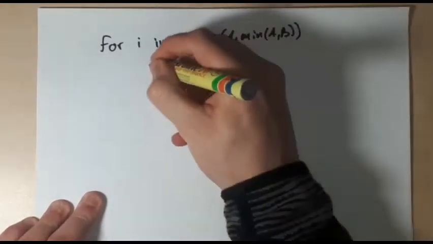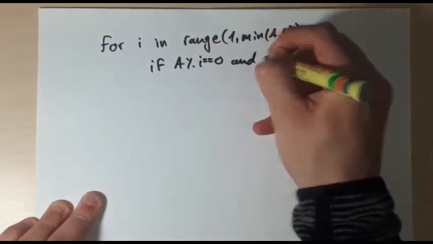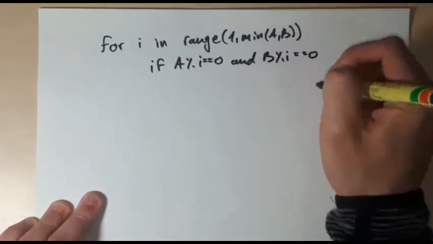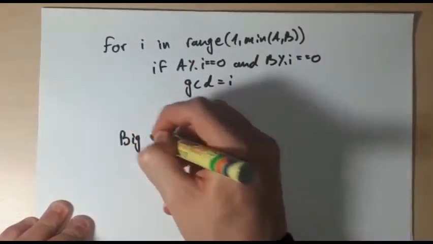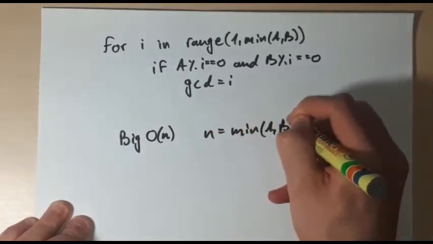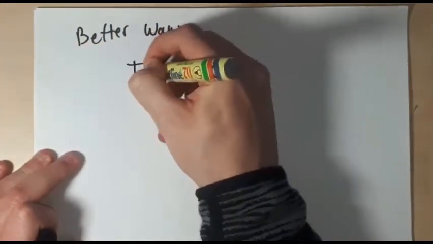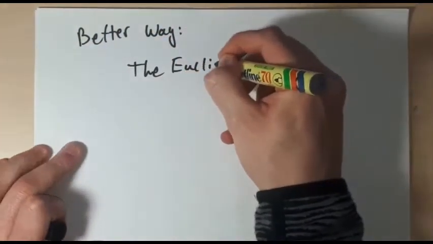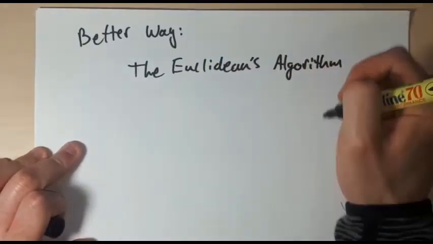integers and check if both numbers divided by this i have no remainder. We can see that the efficiency of this solution is O(n), where n is the minimum of a and b. This solution may work for smaller numbers, but it will take a long time for larger numbers. A better way for finding the GCD of two integers is the Euclidean algorithm.